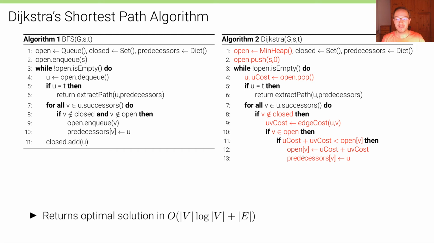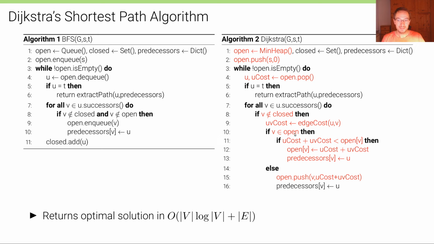If it's smaller, then we are simply updating it, because what this means is we found another route to that node v, which has an overall smaller cost compared to what we have previously discovered. So we're simply updating the value of v in the open min heap. And we are also updating the predecessor list. We are saying the predecessor of v is not what it was before, but it should be u, because we have found another node u through which we can move more quickly to v.